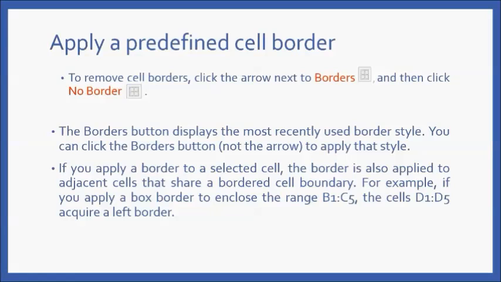So to remove cell borders, click the arrow next to Borders and then click No Border. The Borders button displays the most recently used border style. You can click the Borders button to apply that style. If you apply a border to a selected cell, the border is also applied to adjacent cells that share a bordered cell boundary. So for example, if you apply a box border to enclose the range B1 to C5, the cells D1 to D5 acquire a left border.